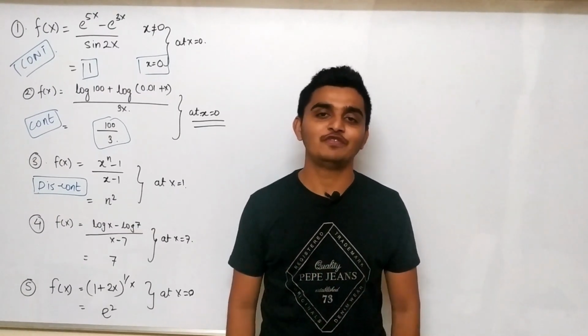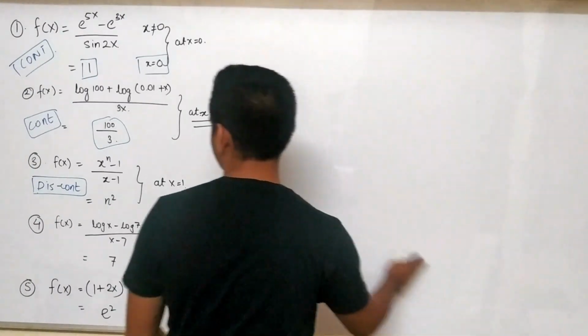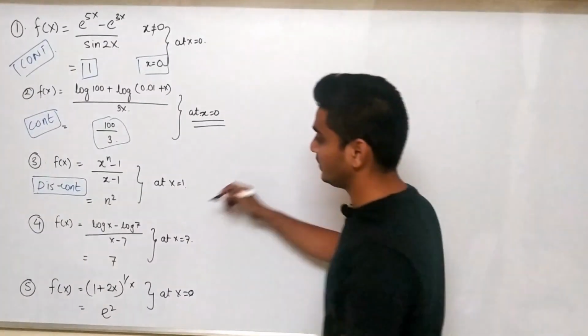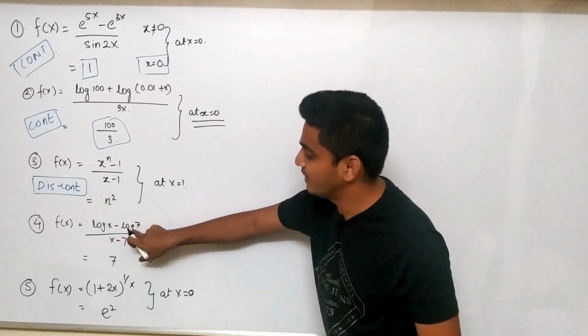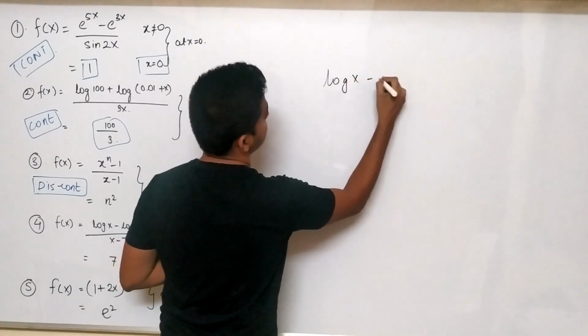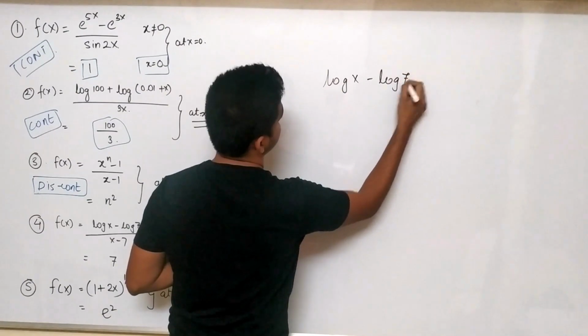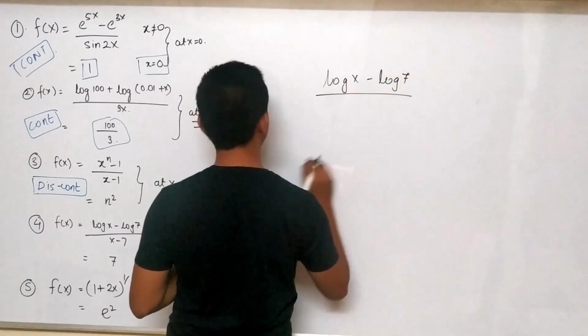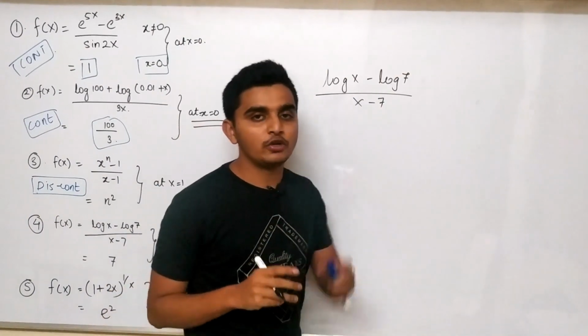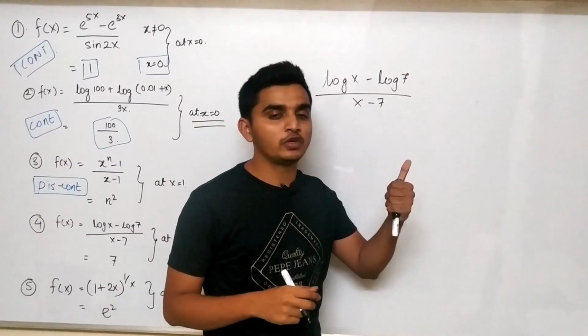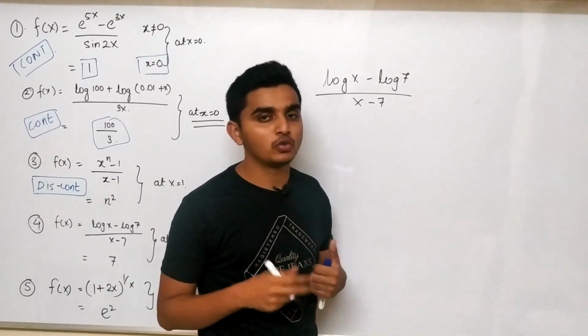And now we'll watch the fourth question. The fourth question says f of x is equal to log of x minus log of 7, everything divided by x minus 7. See, you can do this in two ways. The traditional way, and you can also do this by L'Hopital's rule.